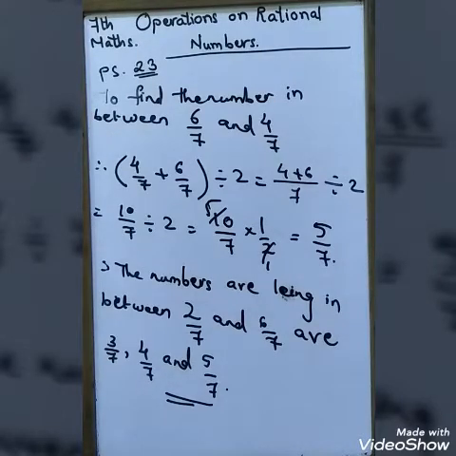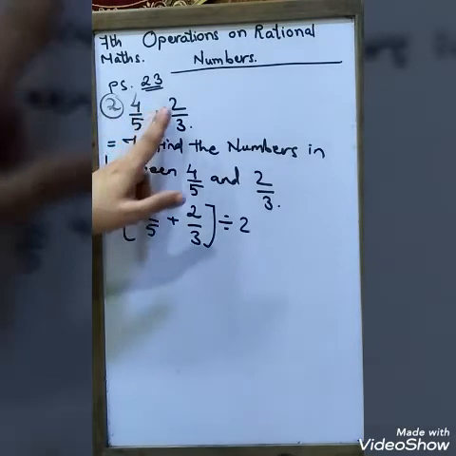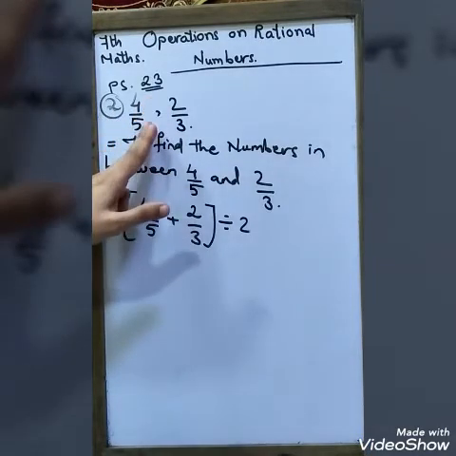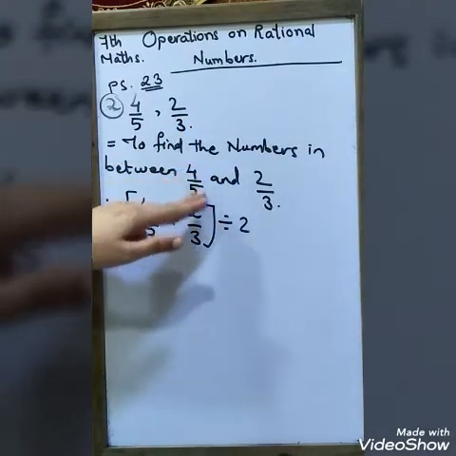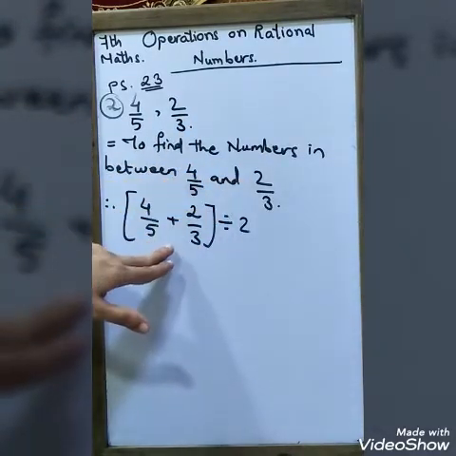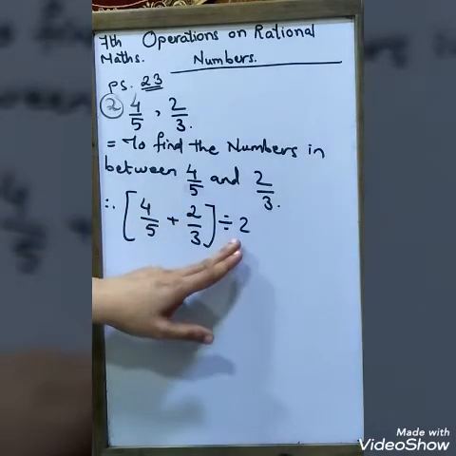Now let us go with the second. Now here second question we are solving. For the second question it is given 4 upon 5 and 2 by 3. To find the numbers in between 4 upon 5 and 2 by 3, we are supposed to follow the same steps, that is 4 upon 5 plus 2 by 3 divided by 2.